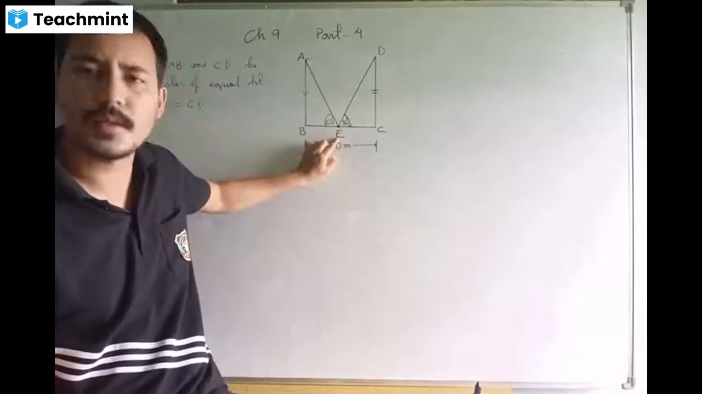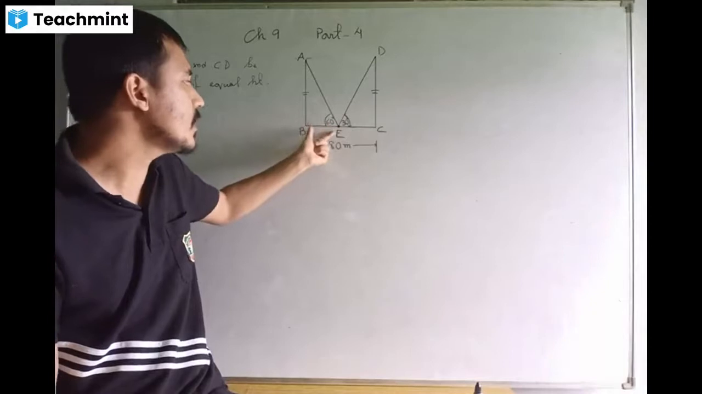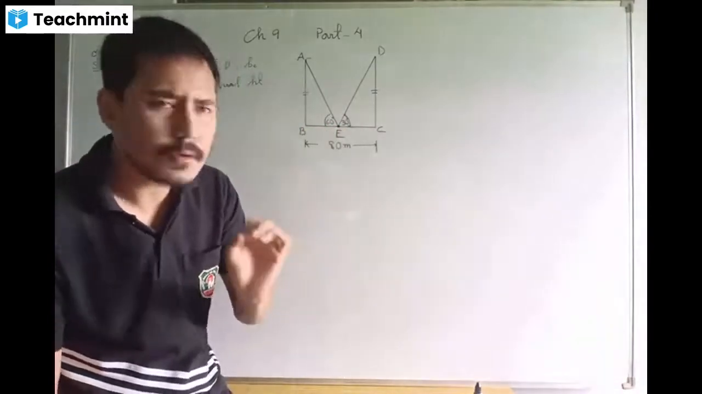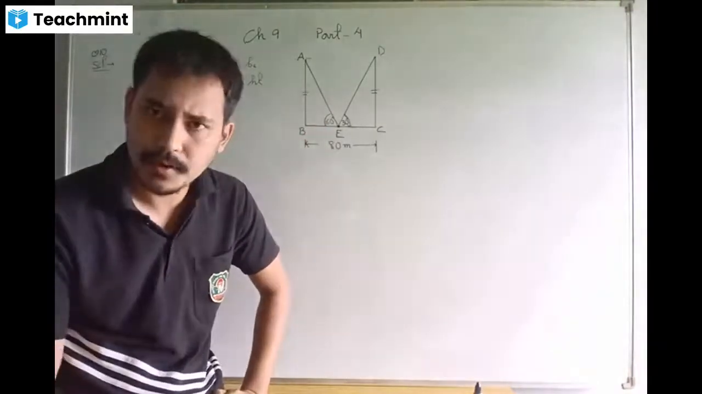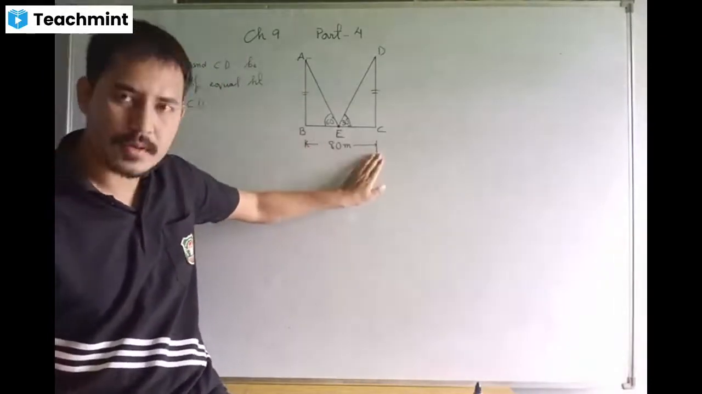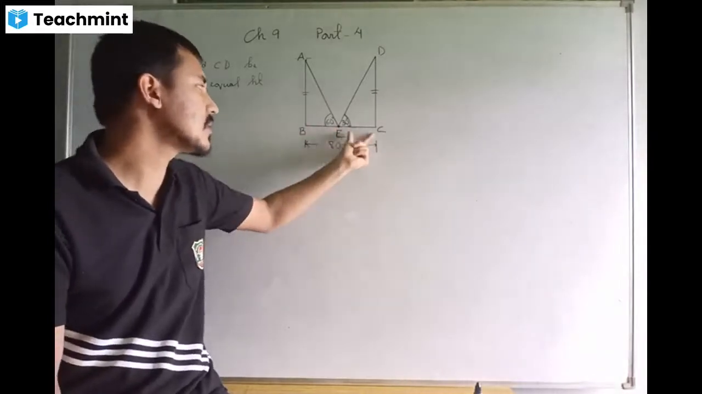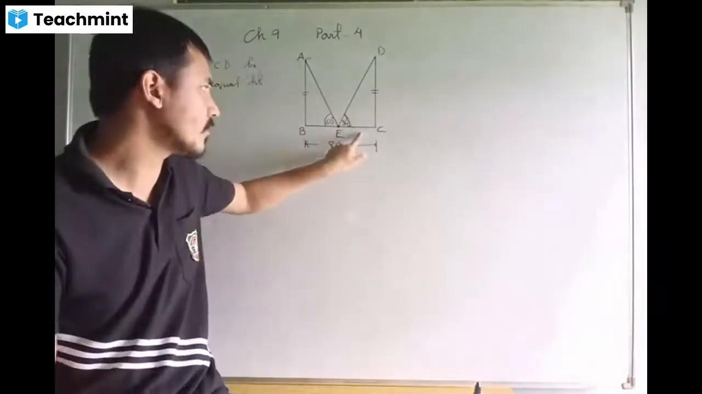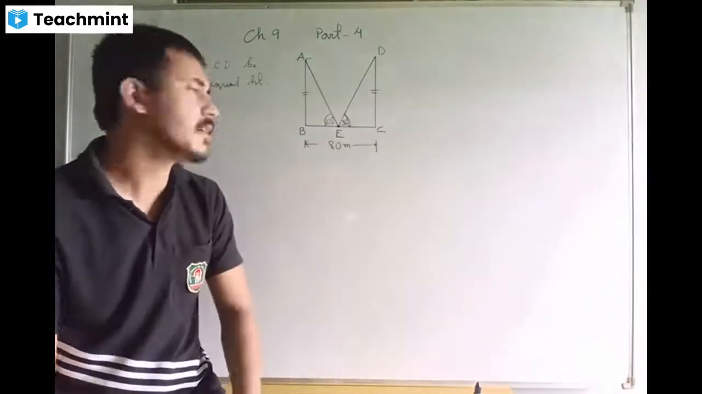But E is not the midpoint, because that means BE and CE will not be equal. And how do you know? How do you know that E is not the midpoint? If E is the midpoint, everything would be very simple. Why? Because since BC is 80 meters, and if E is the midpoint, each of BE and CE would be equal to 40 meters, right? Because 40 plus 40 will give you 80. And how do you know that E is not the midpoint?